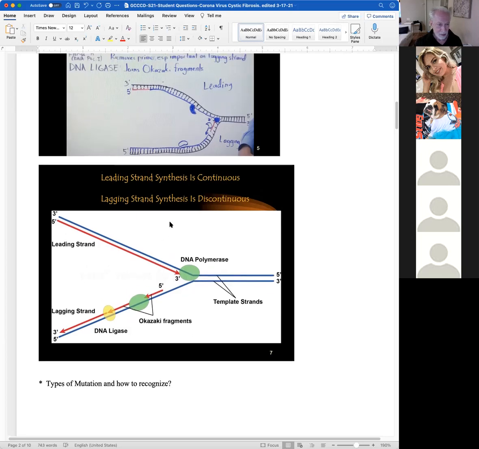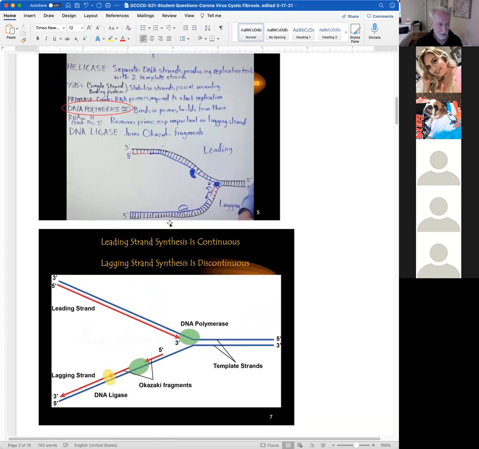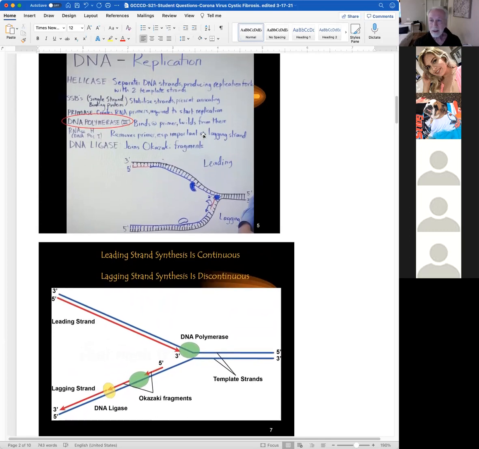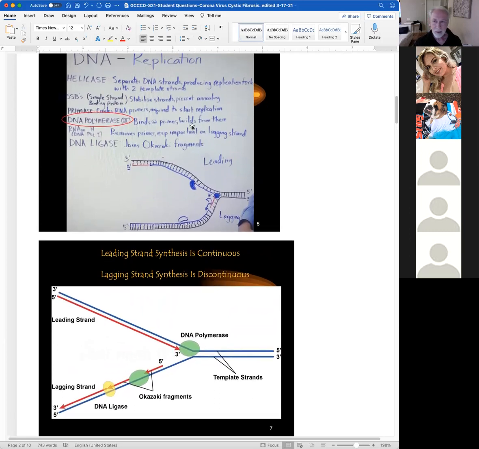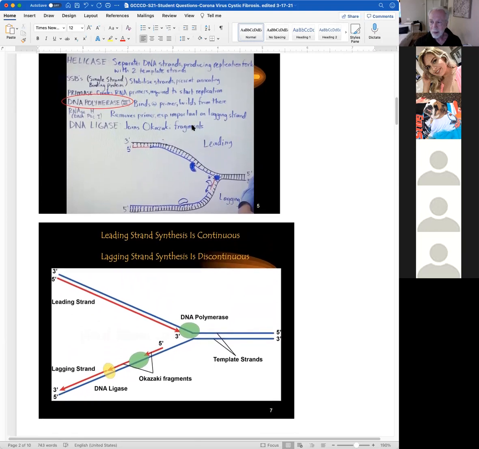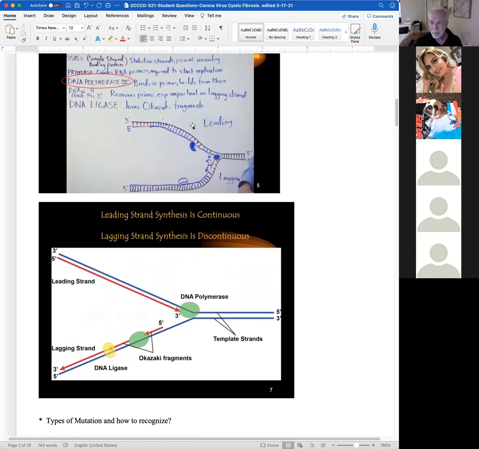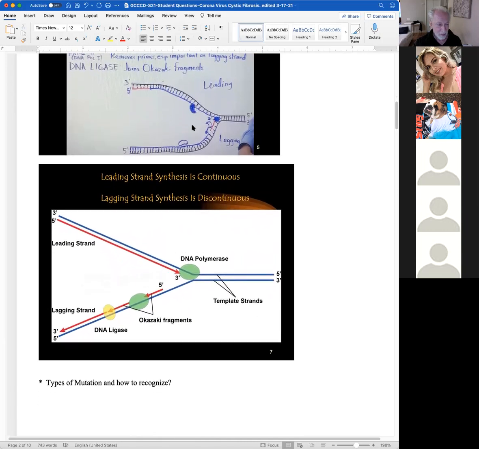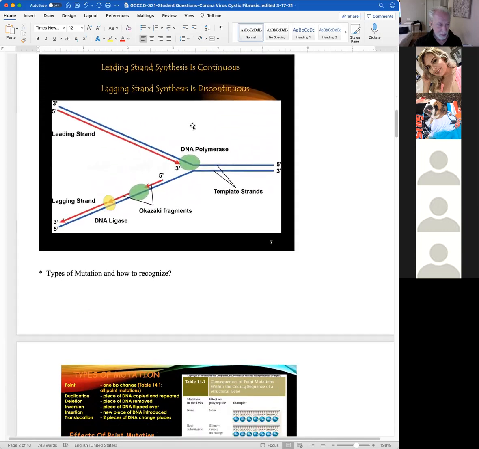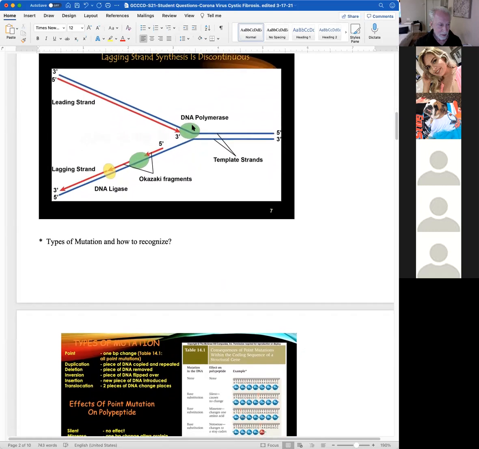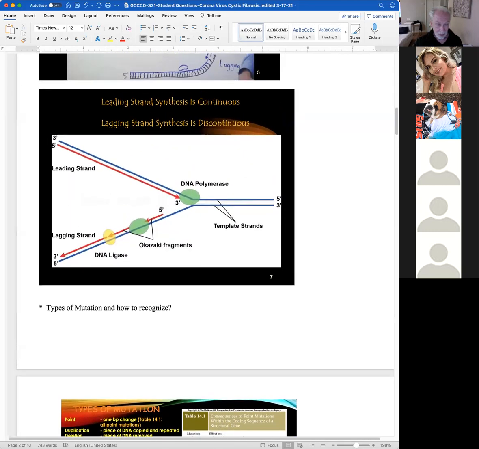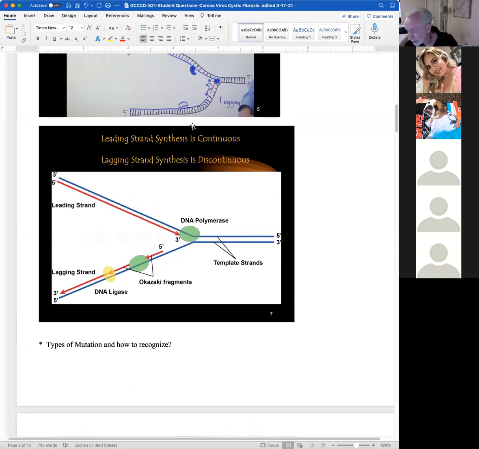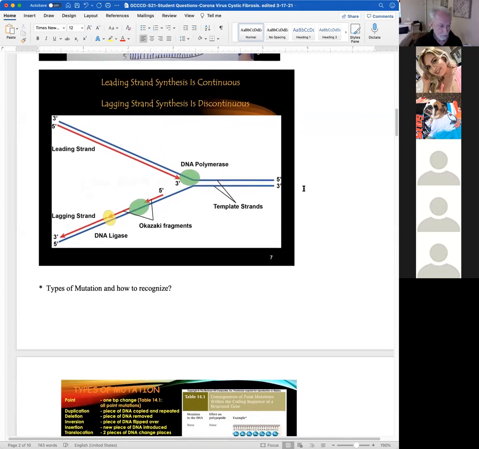So is there any uncertainty or unclarity about how DNA is replicated? The bare bones of it. Speak up if you have any questions. If not, then I will go to the next question.